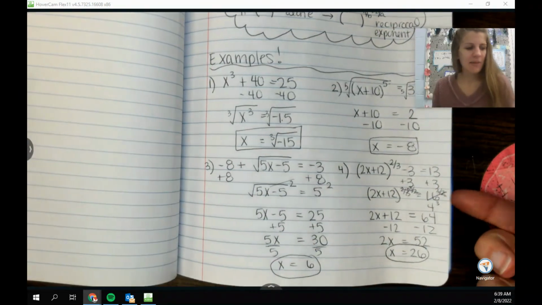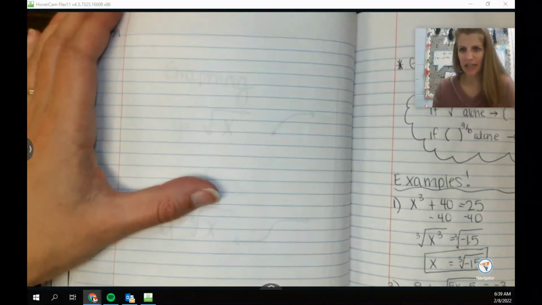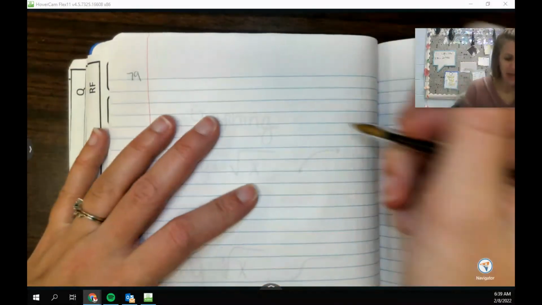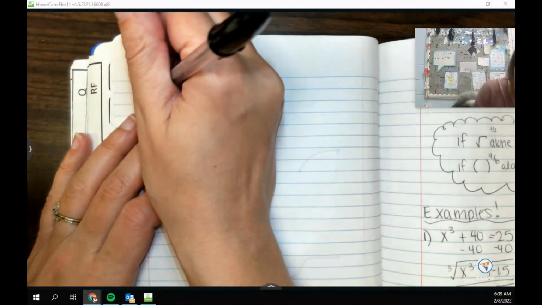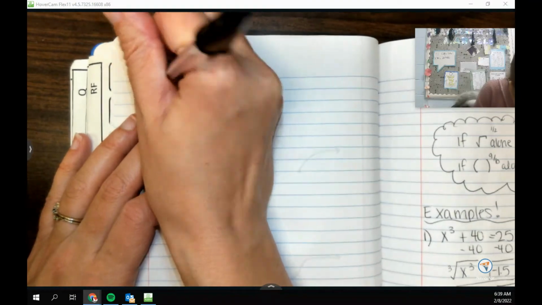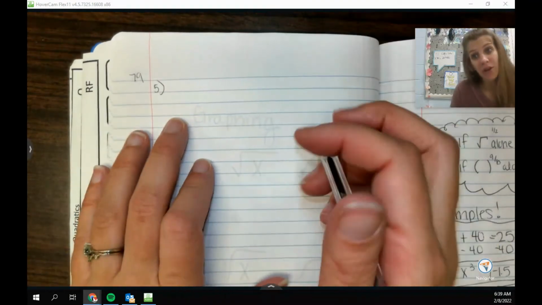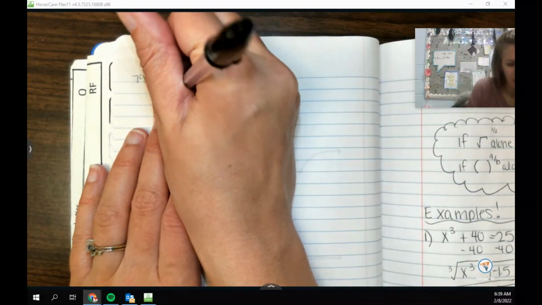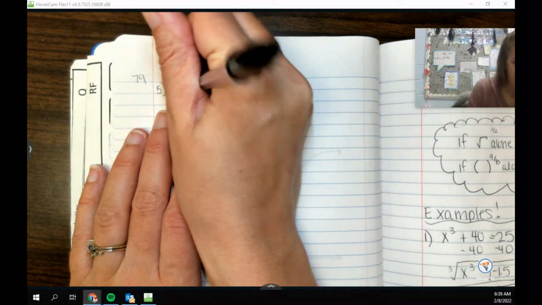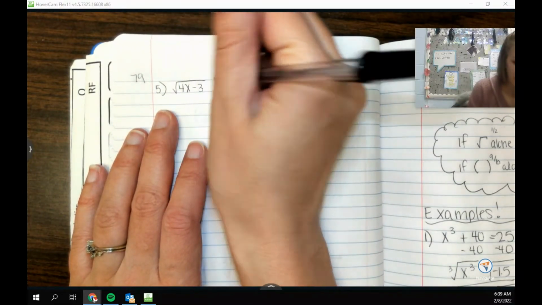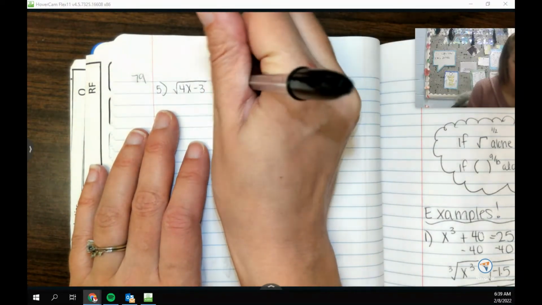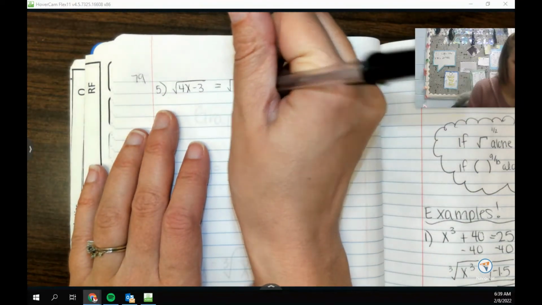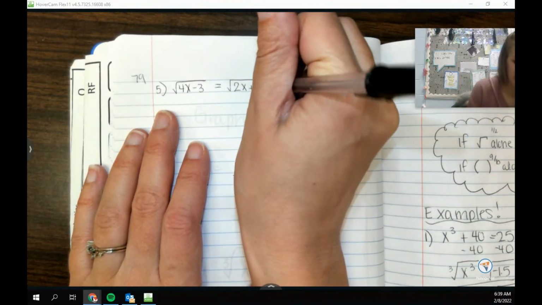Okay, let's try a couple more on 79. A little bit harder. Actually, let's try one more that's not so hard, and then we'll try two slightly harder ones. So this one, if I had something like the square root of 4x minus 3 equals the square root of 2x plus 7.